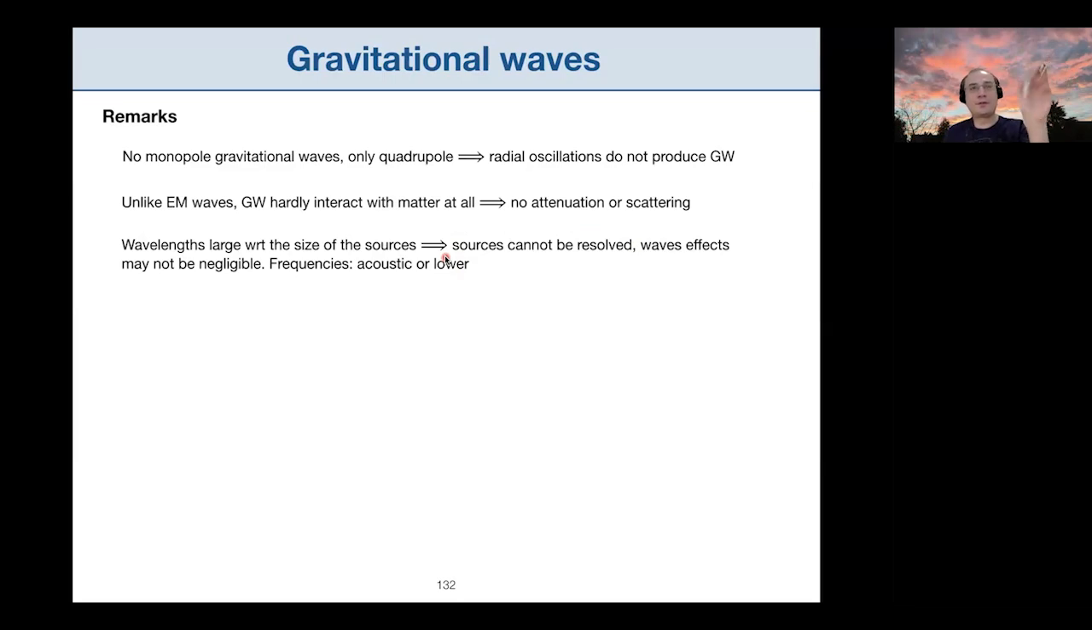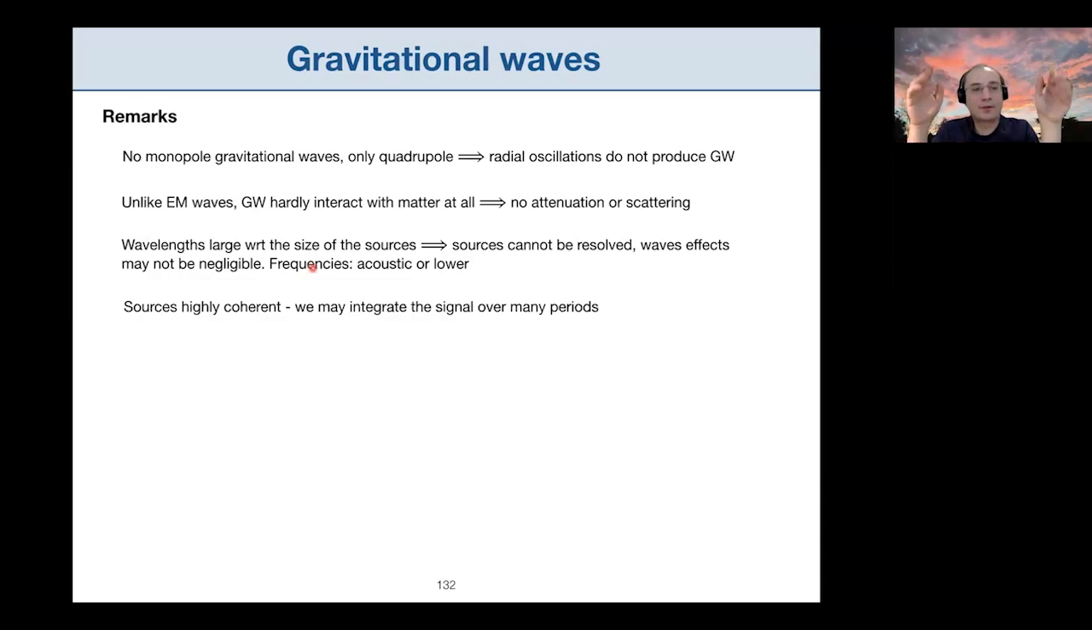You can only register the fact that there is a powerful source, but the sources are too small with respect to the wavelength. On top of that, in many situations, wave effects are not negligible and you have to take them into account. And as you have seen, the frequencies we're talking about are much lower than in the electromagnetic counterparts. Sources are usually quite coherent. So we are talking about revolving binary systems, which are fairly stable. So we can integrate the signal over many periods. And that's an advantage when we want to make a detection.